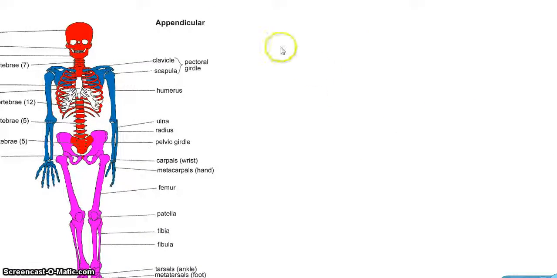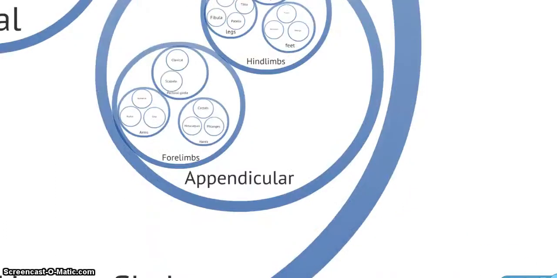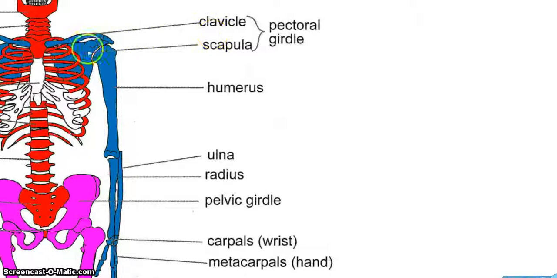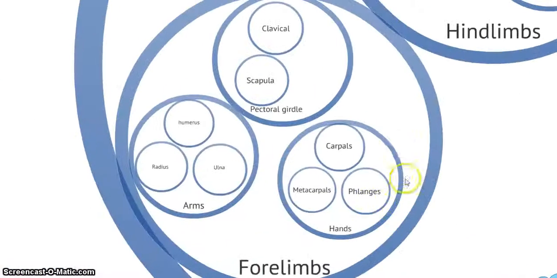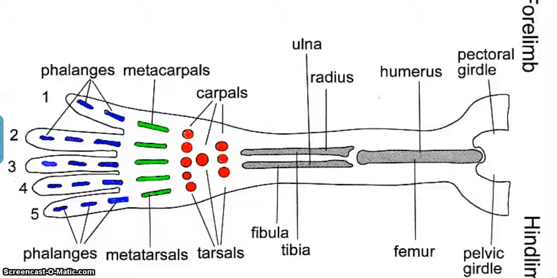So moving on to the appendicular skeleton, we break the appendicular skeleton up into two major groups. The first one would be the forelimbs and the second the hind limbs. So looking at the forelimbs, it starts over here with the attachment to the axial skeleton with the pectoral girdle, made up of the clavicle and the scapula. So there we have the clavicle and there's the scapula. And then of course we have the arms and the hands. Those are shown as forelimb.